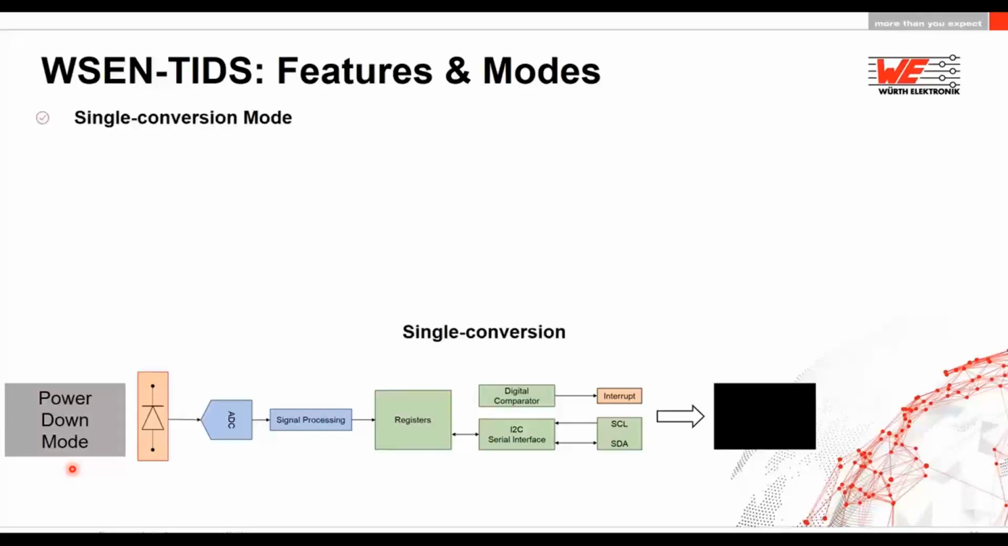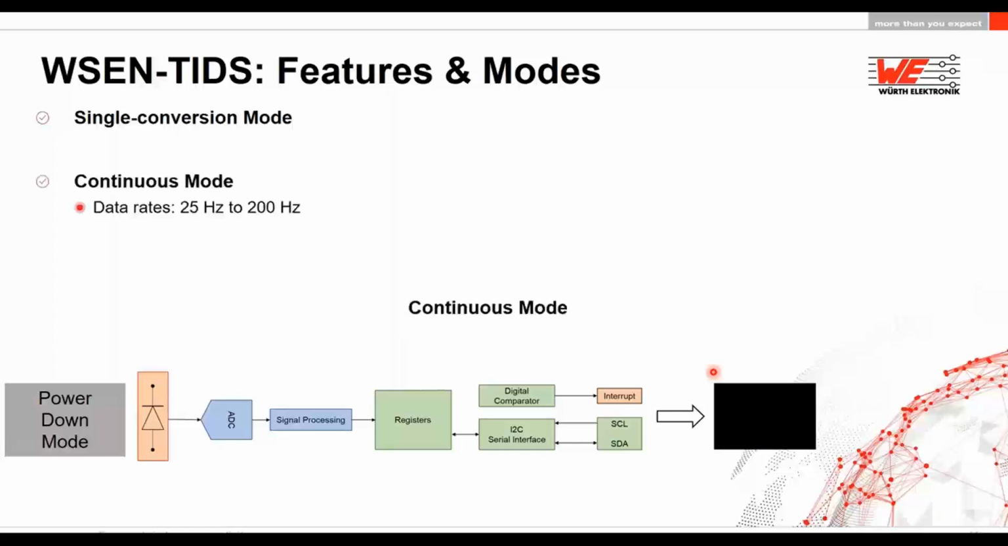The first is the single conversion mode, where a user gives an input that they need to read one temperature reading via the microcontroller. So one temperature measurement is taken from the sensing element, converted, digitalized and stored in the internal registers, and the user can read this data through the microcontroller. After this conversion, the sensor again moves back to the power down mode.